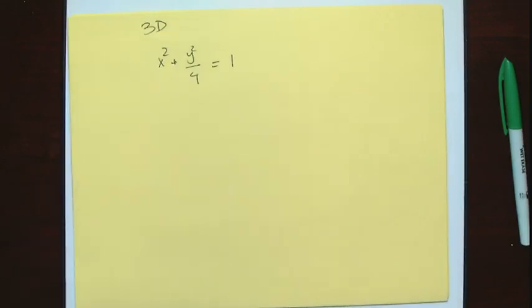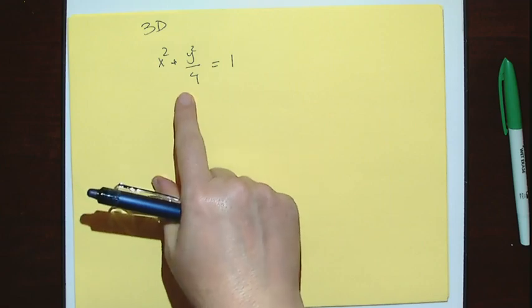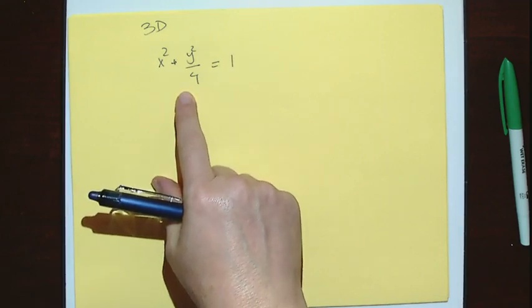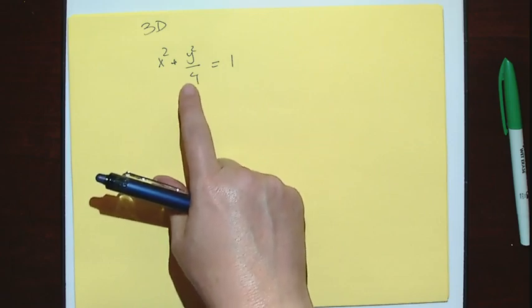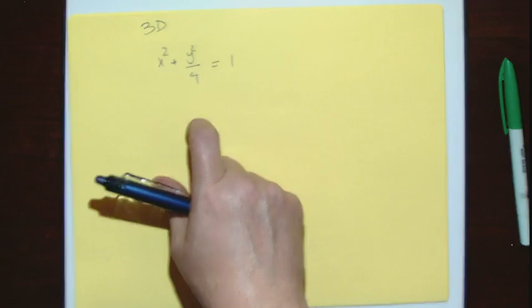Okay. What is this shape in 2D? What is this shape in 2D? It's an ellipse, right? So what do you guys think this shape is in 3D?